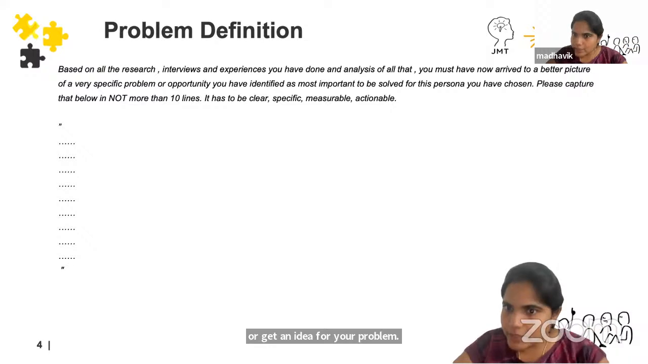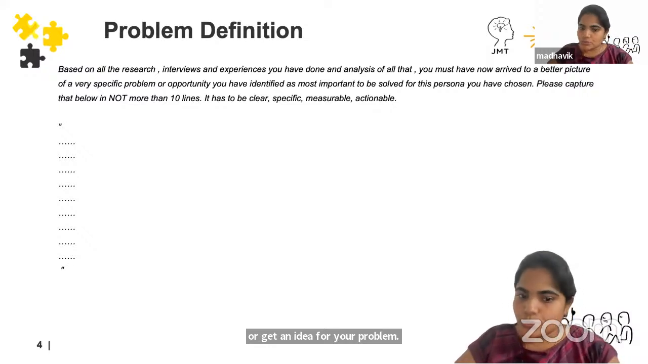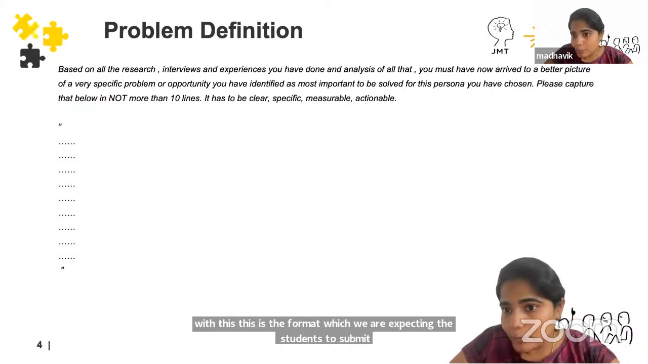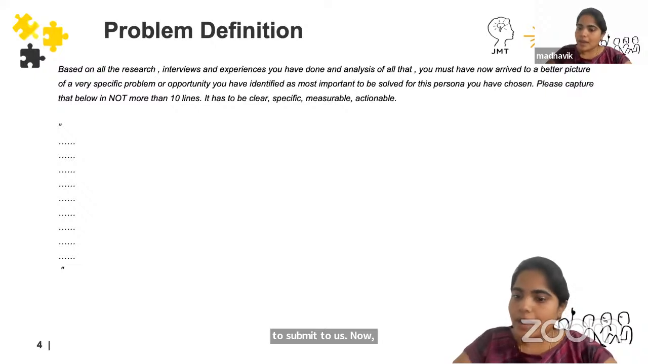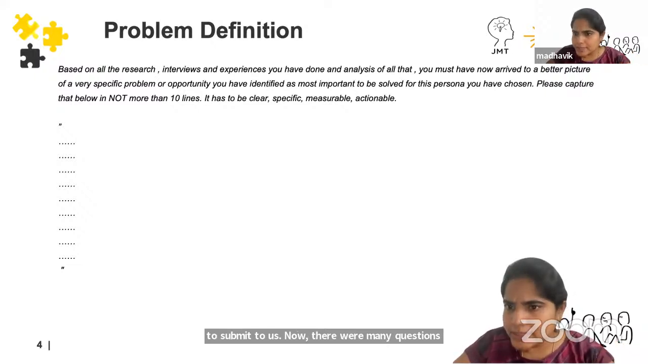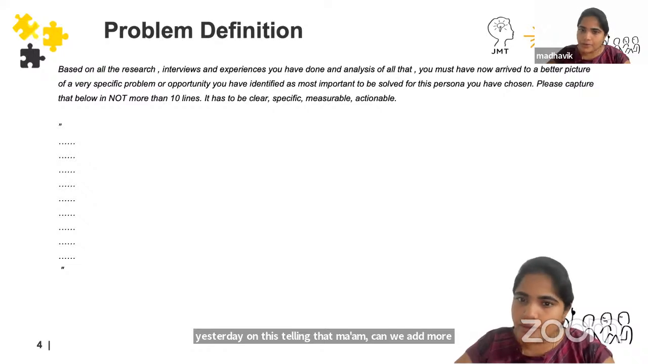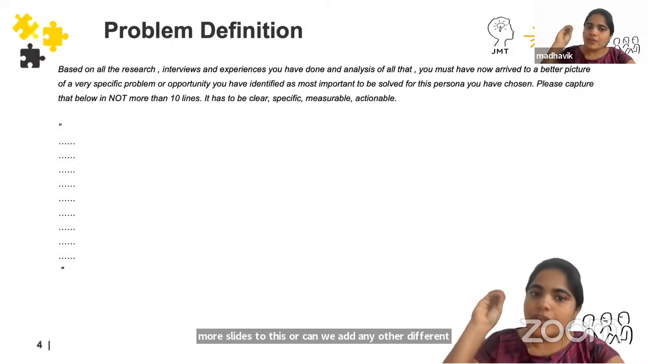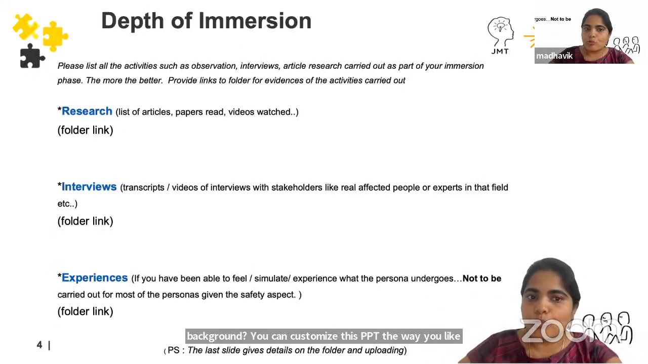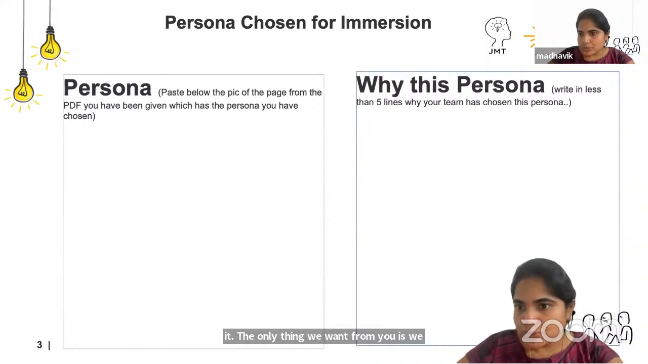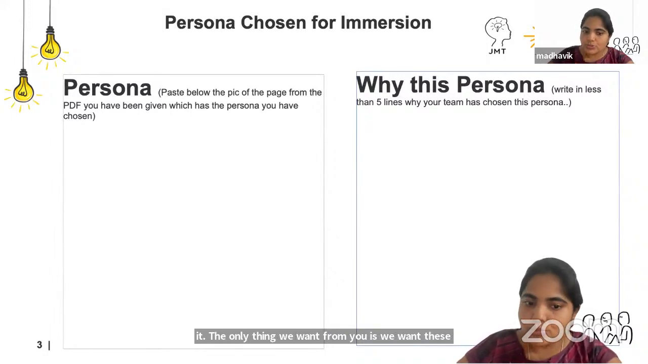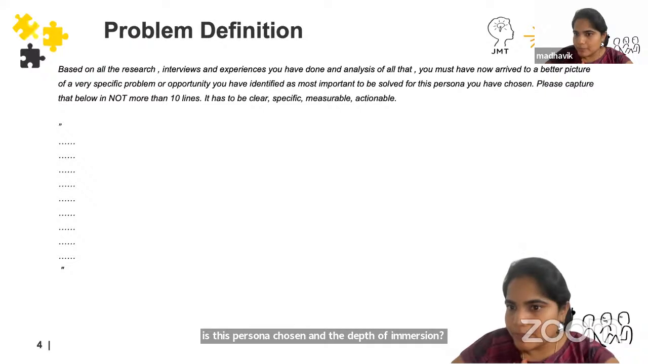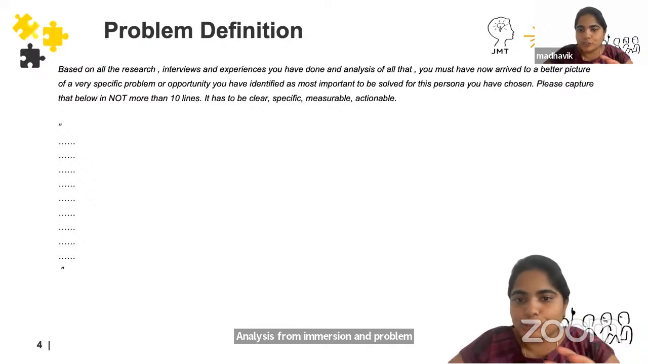Students, this is the format which we are expecting the students to submit to us. Now there were many questions yesterday on this, asking, ma'am, can we add more slides to this, or can we add any other different background? You can customize this PPT the way you like it. The only thing we want from you is these 4 slides: why was the persona chosen, the depth of immersion, analysis from immersion, and problem definition. These 4 slides we want for sure.